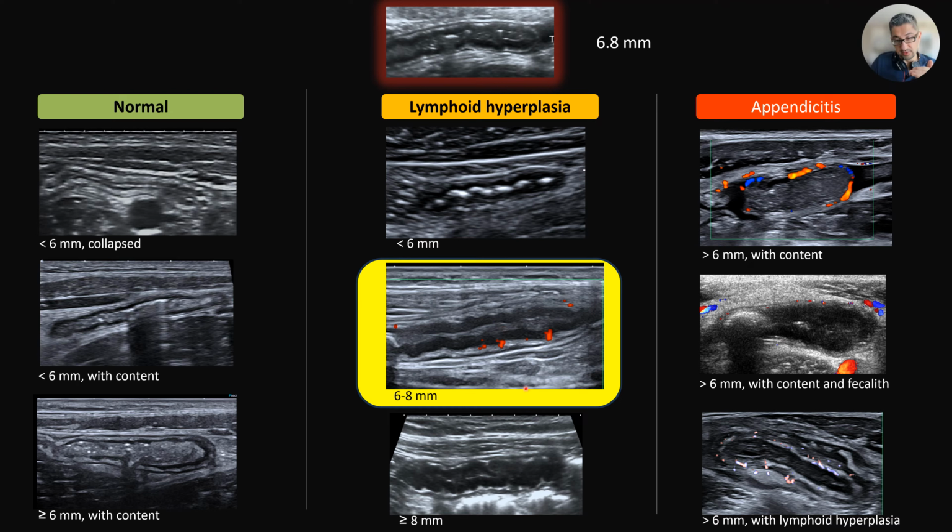This group of patients is usually overcalled. This one and this one were overcalled as acute appendicitis. You need to carefully look for secondary signs to differentiate.